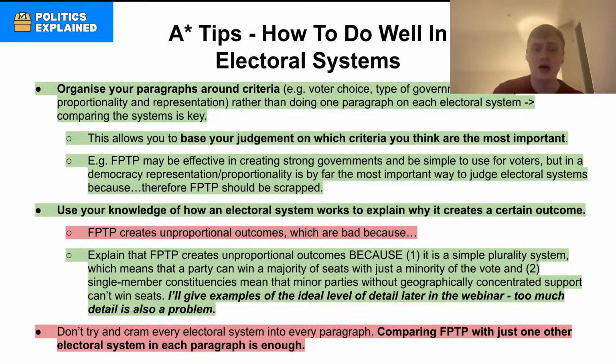And crucially, the final key point is don't try and cram every electoral system into every paragraph. You're just not going to have enough time and enough space. Comparing first past the post with just one other electoral system in each paragraph is enough. And in fact, you only need to know first past the post and either the single transferable vote system or the additional member system. So it's beneficial if you're pushing for that A-star to know both of them, but you don't need to. And you can absolutely get an A star just by comparing first past the post with one of the other systems throughout your essay effectively.